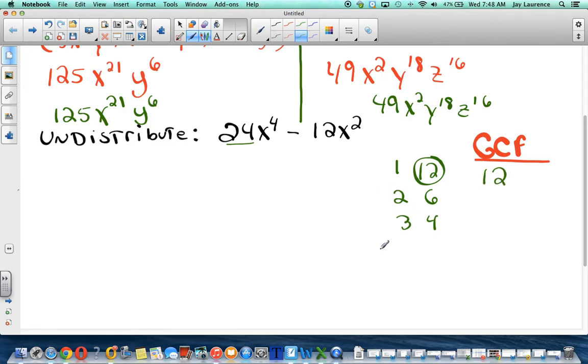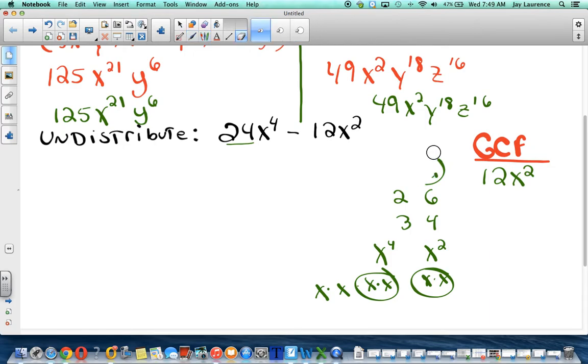Now I need the GCF of x to the 4th and x squared. Well, what's the greatest number of x's that both sides have being multiplied together? It would be 2, right? x times x. You could say x times x times x times x. There's 2 of them here and there's 2 of them there. Therefore, x times x is a common factor. I don't want to say x times x, I'm going to say x squared. So my GCF is x squared.